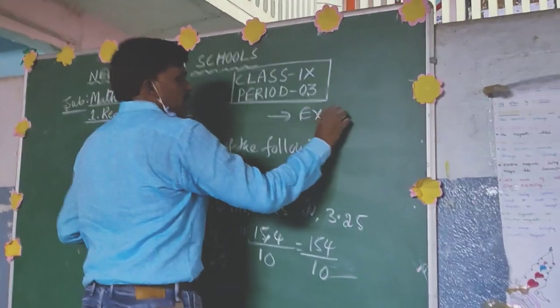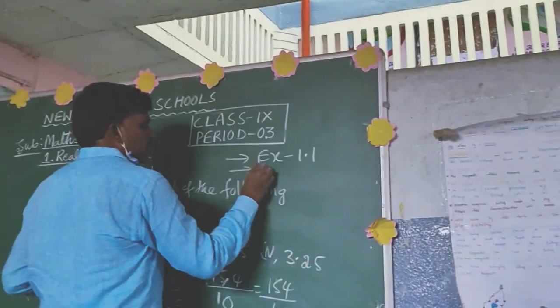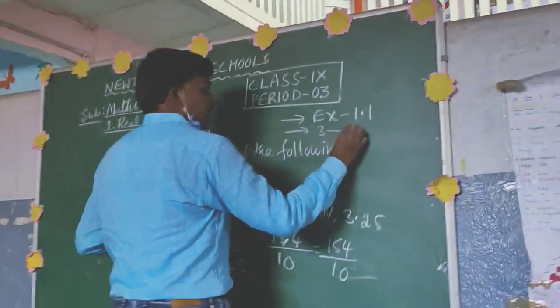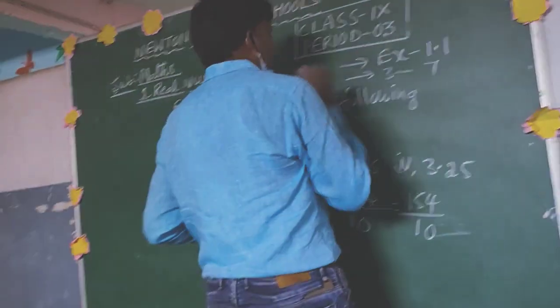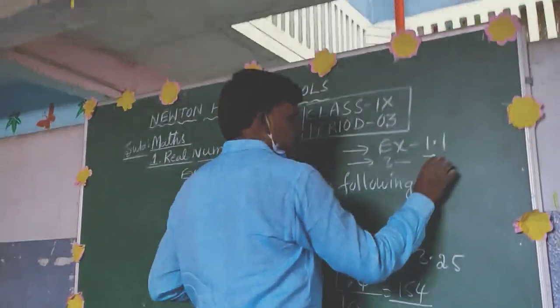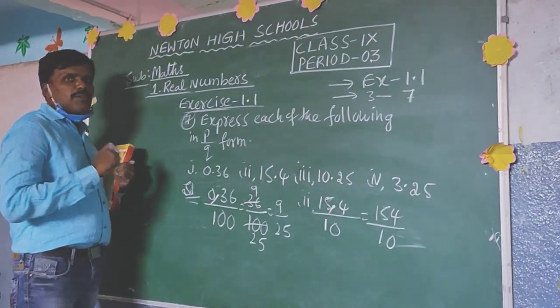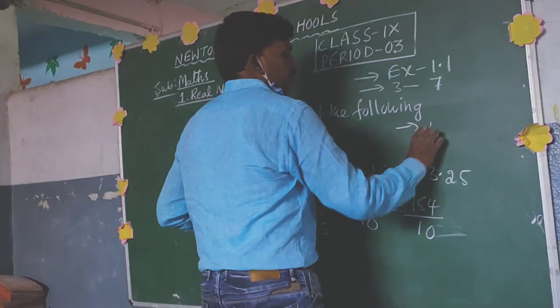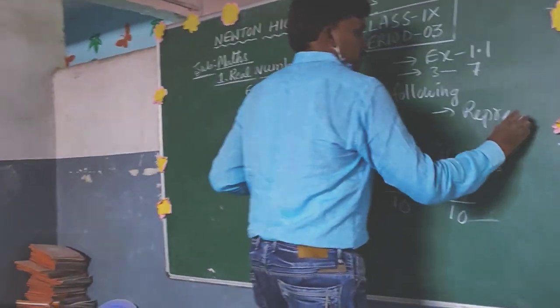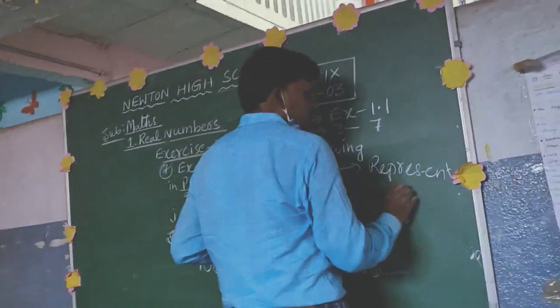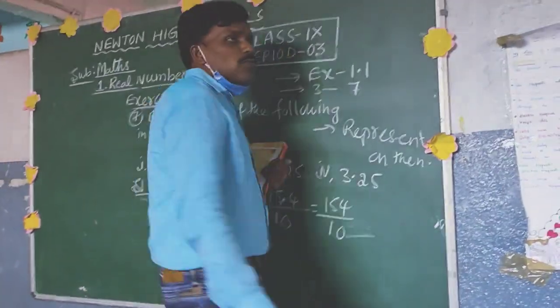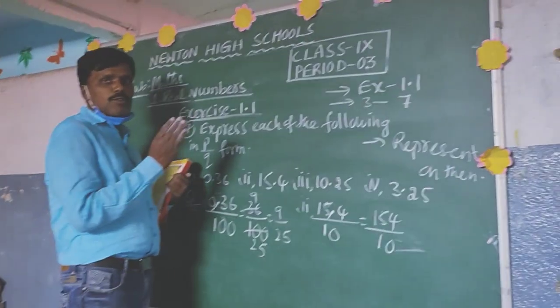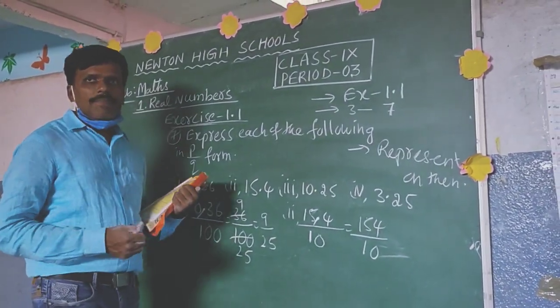We discussed exercise 1.1, from third sum to seventh sum they are completed. So what are the remaining 2 sums? What we discussed before that, in third to seventh bits: expressing the decimal form as a rational number, the rational form as a decimal form, and representation of rational numbers on the number line. So we discussed this from third sum to seventh sum. Okay now.